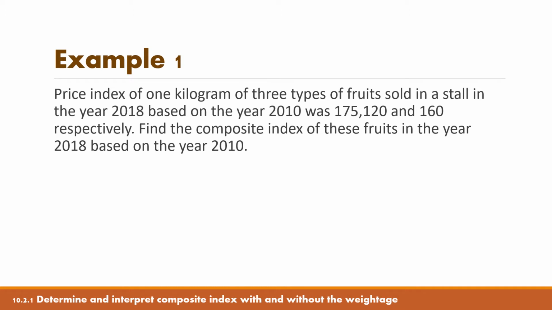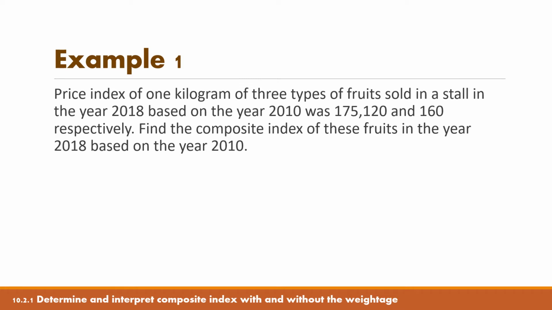Example 1 is an example from the textbook. The price index of 1 kilogram of 3 types of fruits sold in a store in year 2018 based on the year 2010 was 175, 120, and 160, respectively. Find the composite index of these fruits in the year 2018 based on the year 2010.